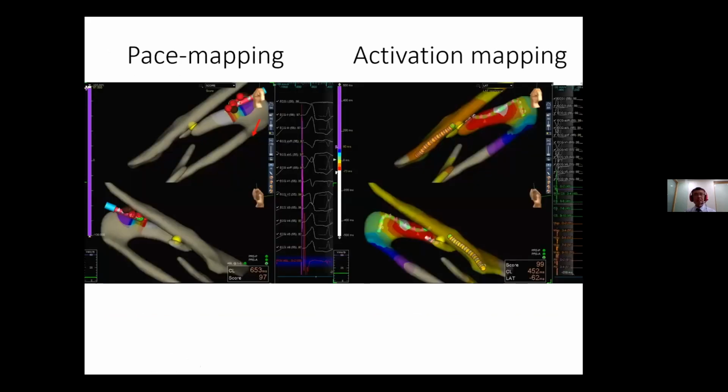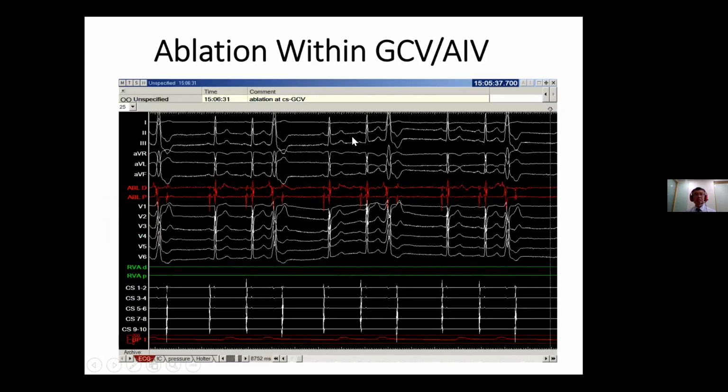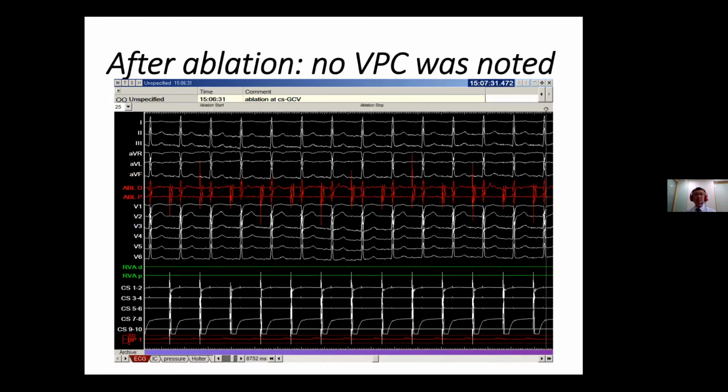You can see this is also another figure showing the earliest pace map and activation map. It is quite at a similar location. So in this case, this is an ablation. Before we give the energy, there are some PVCs. And after giving the energy, even pacing from the coronary sinus, we do not have any PVC at all.